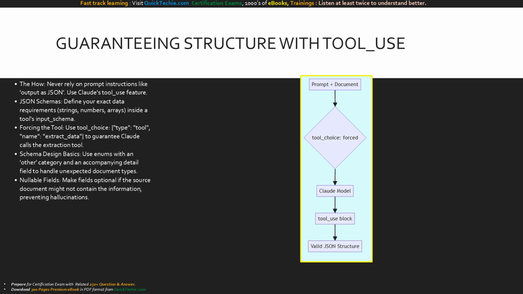Our prompt and document enter the system. We configure the API request with a forced tool choice. The Claude model processes this and is forced to output a tool use block instead of standard text. That block inherently contains valid JSON structure matching our predefined schema.